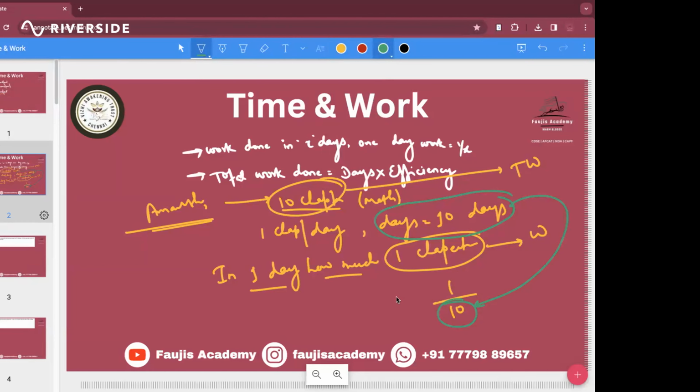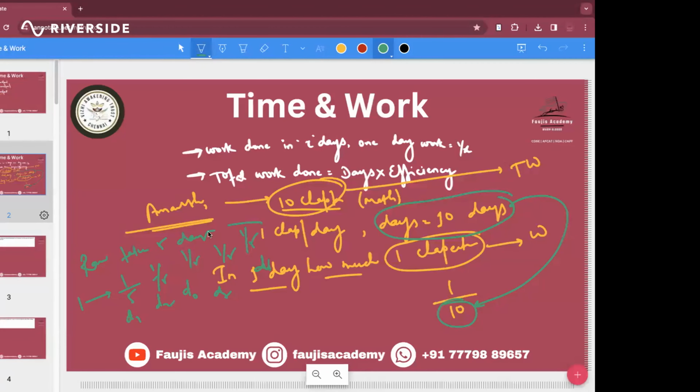So if I tell you that Ram takes 5 days to complete a work, in one day, how much work will he be doing? 1/5 work. Then on day 1, this much work. Day 2, again 1/5 work. Day 3, again 1/5 work. Day 4, again 1/5 work. And day 5, again 1/5 work.